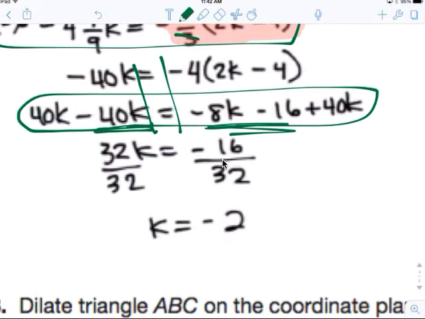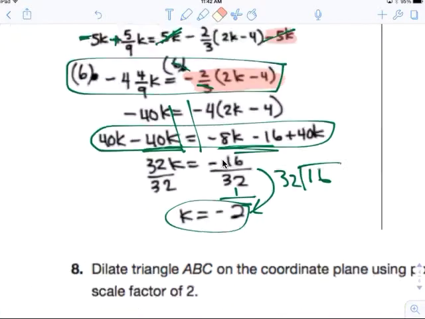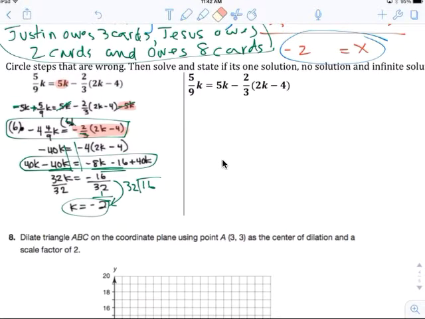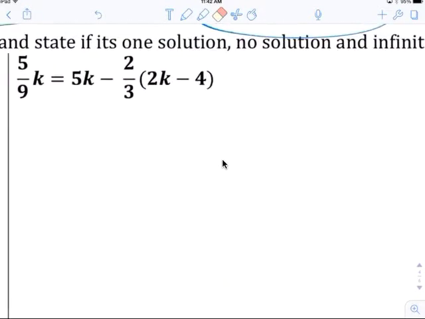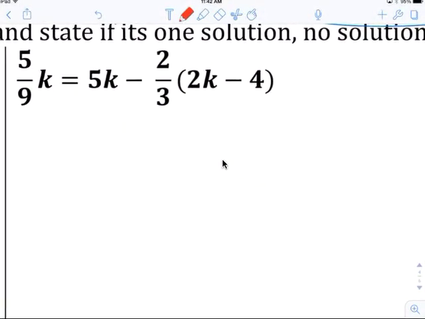And then, oh yeah, this is incorrect also. 16 divided by 32 is not 2. It's a half. It's a fraction. So they made 3 mistakes here. A lot. Hopefully it won't be you, because you'll get a 1 on a test if you make that many errors in steps. Okay, so let's do what they did. They made that equal to 0 first. You can always do that.